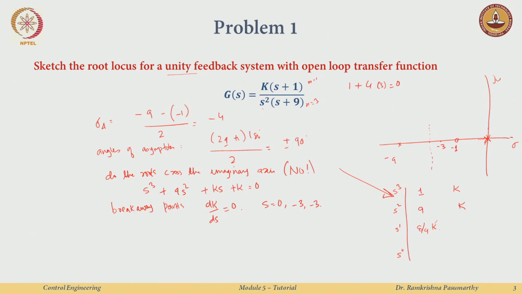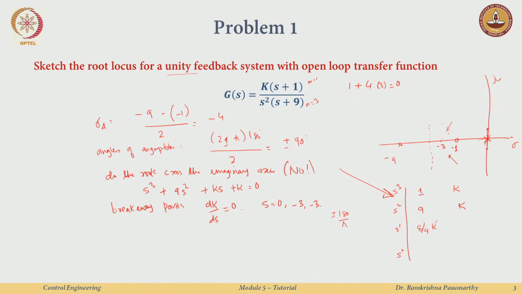And how do they go away? They go away from here at an angle of plus minus 180 by r, where r is the number of roots. So the initial moving direction, the tangent, would be plus minus 90 degrees, and then these two go here, and then they arrive at this point.